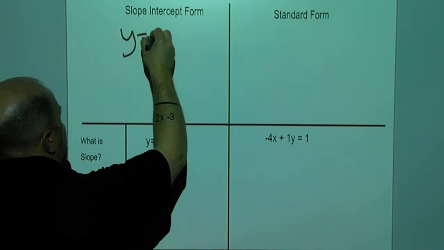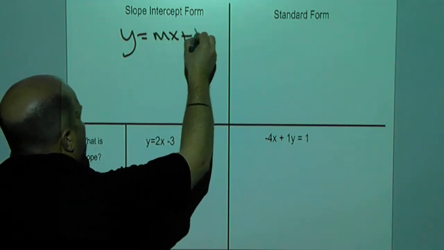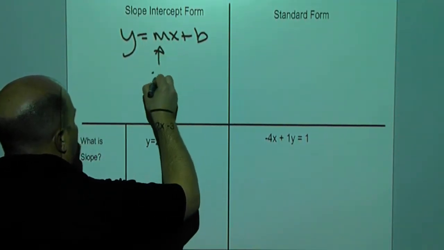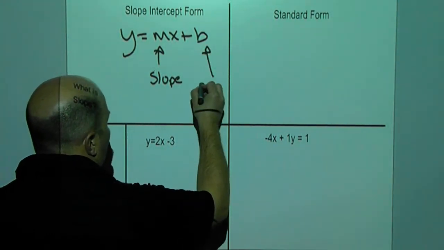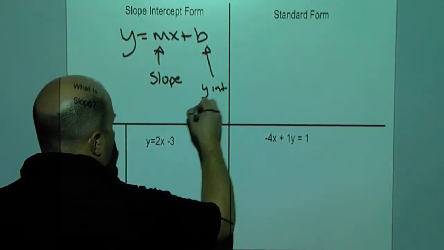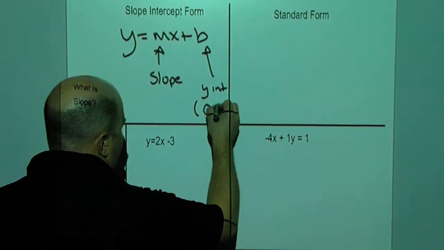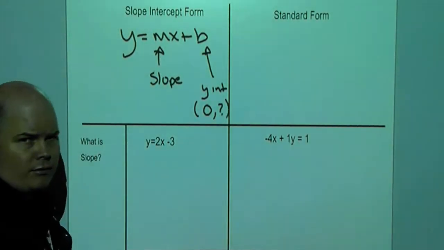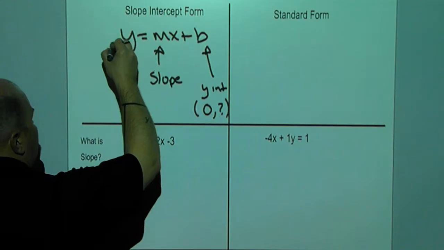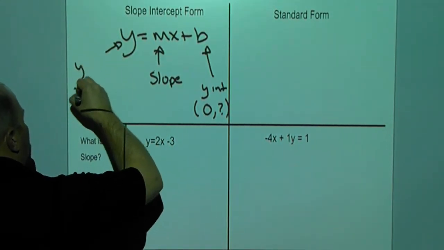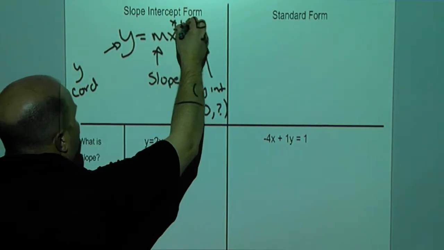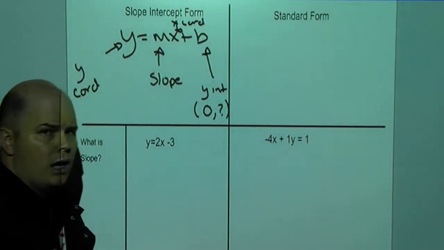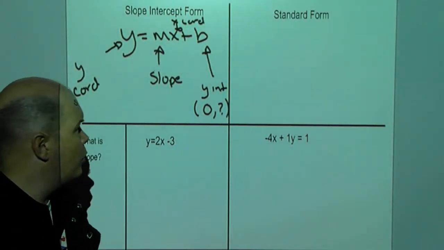y equals mx plus b, where this is my slope, this is my y-intercept, or the point when x is equal to 0 and y has a value. This is your y-coordinate, and this is your x-coordinate. Okay, and that's all slope-intercept form really is.